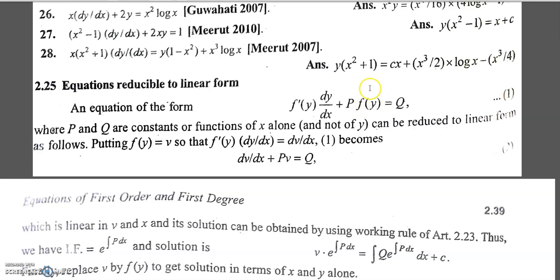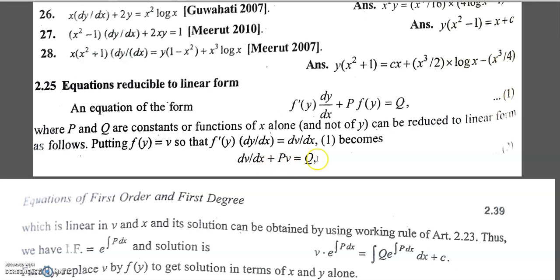But here f(y) is any function of y, any form of f(y). It may be y, it may be 1/y, it may be 1/y squared, it may be anything, any function of y, and its derivative is beside dy/dx. Then we can convert it into linear form. How? If we take f(y) equal to v, and differentiate with respect to x, we get f'(y) dy/dx equal to dv/dx. Now equation 1 becomes dv/dx + Pv = Q.